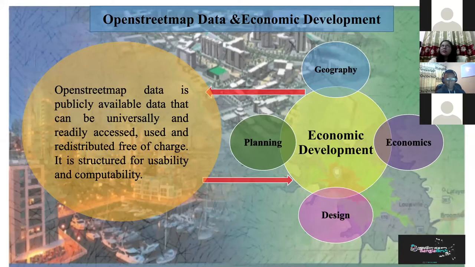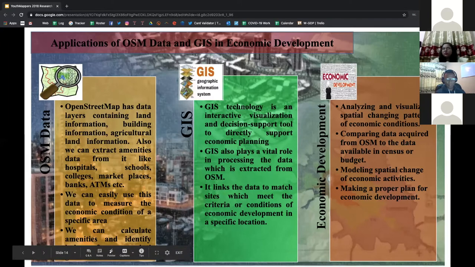So in OpenStreetMap, you will find some data connected to location, some kind of amenities. Then you will have data like land use type. So you can easily use these data in locating your developing economics, and design some plan for further use. Next slide, please.